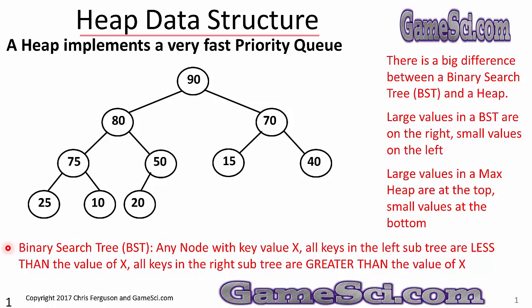In a binary search tree, or BST, for any node with key value of x, all keys in the left subtree are less than the value of x, and all the keys in the right subtree are greater than the value of x. Heaps kind of rotate this 90 degrees. The large values go towards the top, the small values go to the bottom.